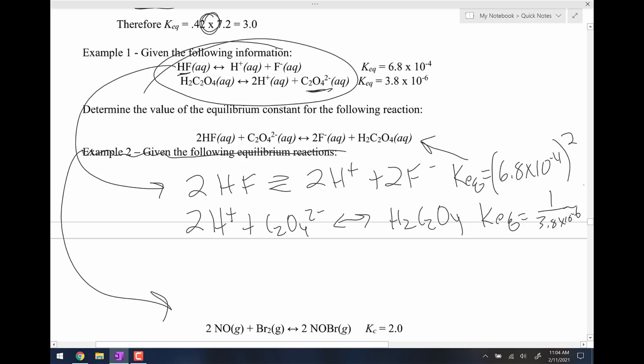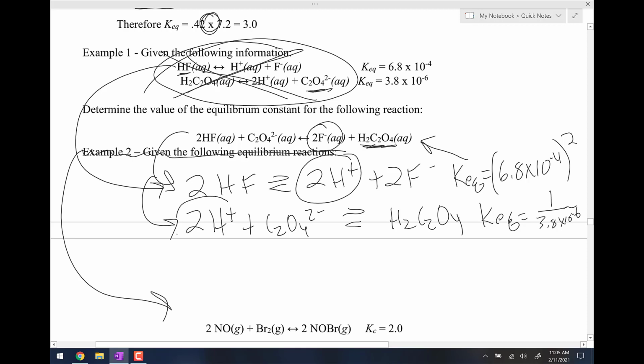Now, I need two F minuses. And remember, I don't really have these equations anymore. Now I have these new equations that I've written down here. And notice, here I have my two F minuses as products already. So those are good. And then I need H2C2O4 as a product. And here it is as a product. Okay? So notice that in the first equation, I produce two H pluses, and then I have two H pluses over here. Notice there's no H pluses in this overall equation. So what does that mean? It means they have to cancel out, and they do.